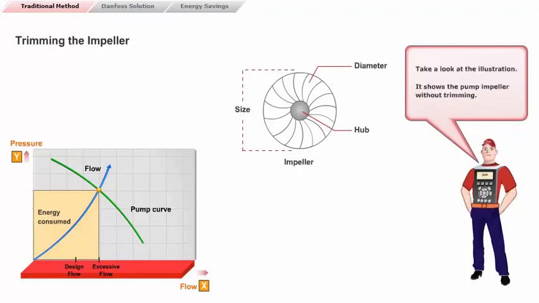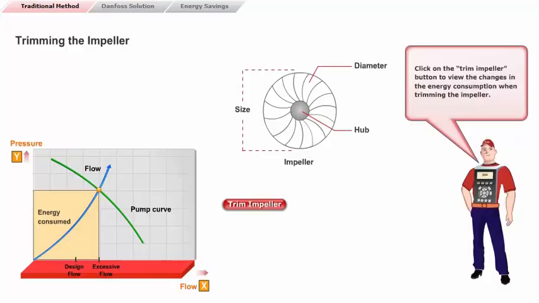Take a look at the illustration. It shows the pump impeller without trimming. You can also notice from the graph that the pressure is high and the flow in excess without trimming the impeller. Click on the Trim Impeller button to view the changes in the energy consumption when trimming the impeller.